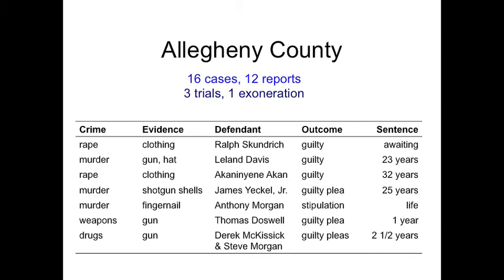The crimes are typically violent crimes. TrueAllele is probably most often used for rape and homicide offenses. The evidence is a wide range of evidence. Notice that these are not intimate samples. This is clothing, guns, fingernails, shotgun shells. These are the various defendants who've had TrueAllele reports. The outcome in the 3 trials so far were guilty. These are the sentences. And as I said before, most of the time there's a plea.